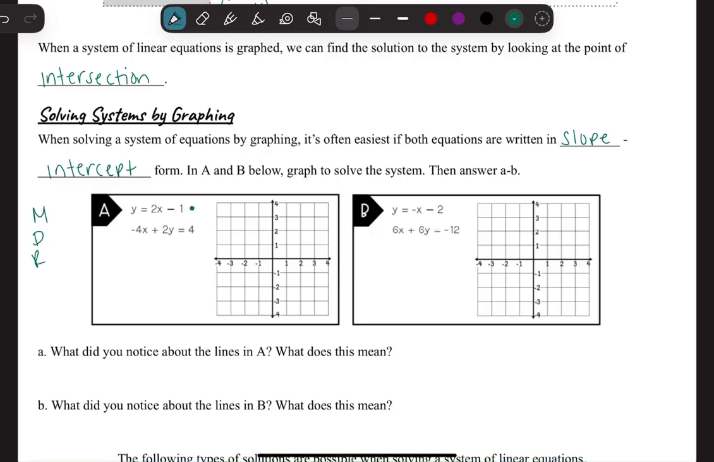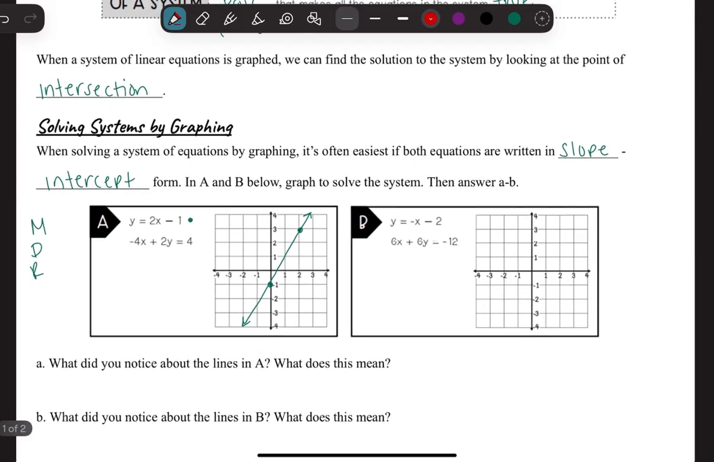So our first equation, y equals 2x minus 1, I'm going to graph that one in green. Once I put it in Desmos, I saw that I had a y-intercept of negative 1, and then I had another point at 2, 3. And I'm just going to connect those. So that's my first line.